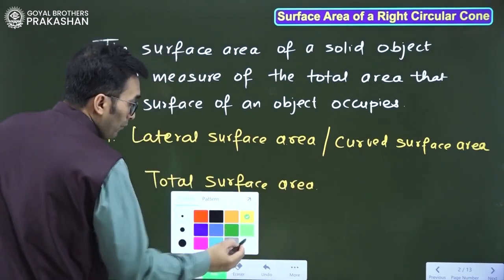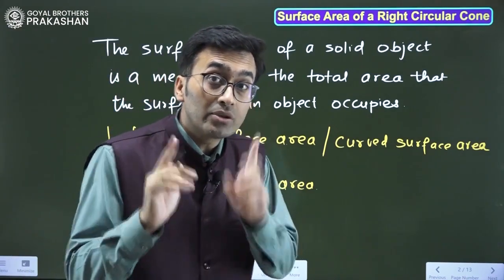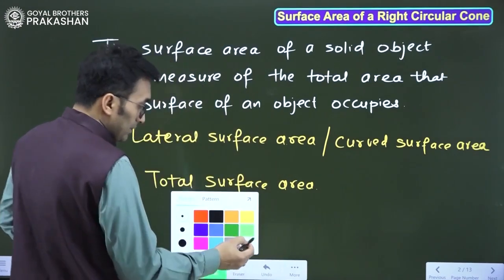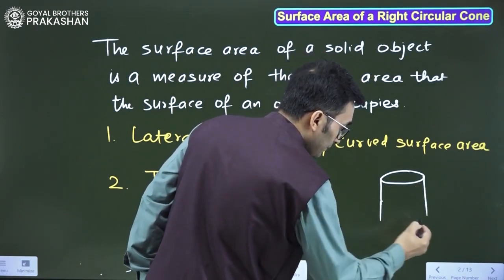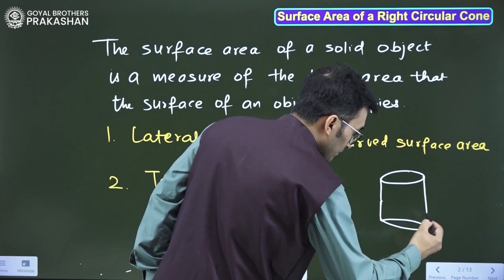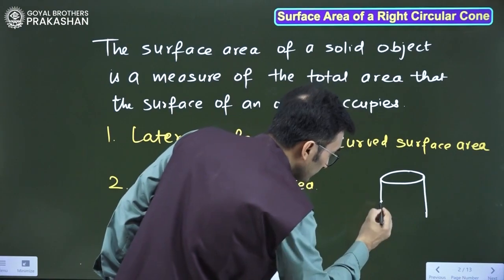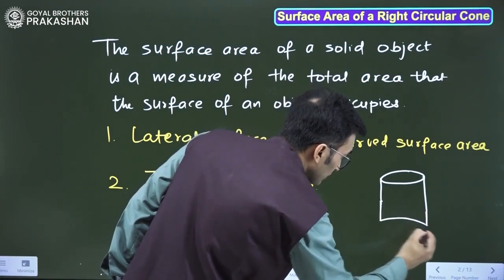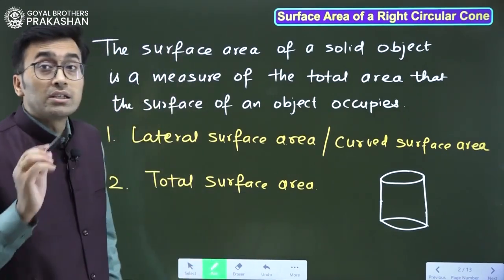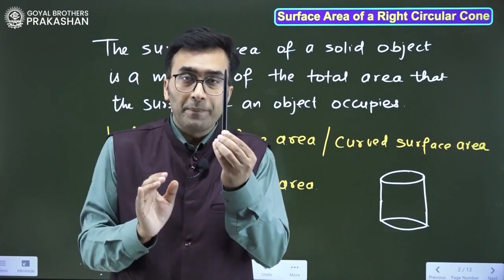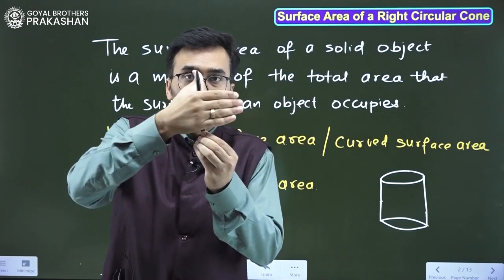Now, we can take an example for this. What does it mean by lateral and what does it mean by the total? Now, let's take a cylinder. We must be knowing this shape. This is a cylinder. Now, in this cylinder, if we talk about the curved surface, a curve means like this, like this shape.